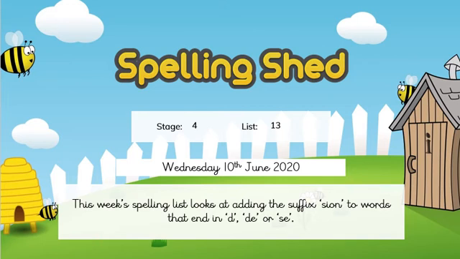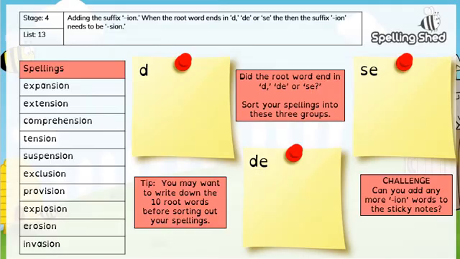Okay, let's see how many you could remember. We had expansion, extension, comprehension, tension, suspension, exclusion, provision, explosion, erosion and invasion. Okay, lots of the zh sound in there.